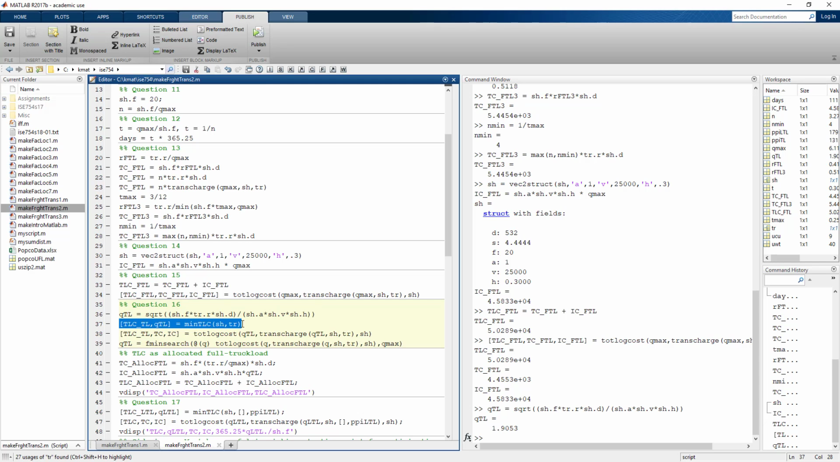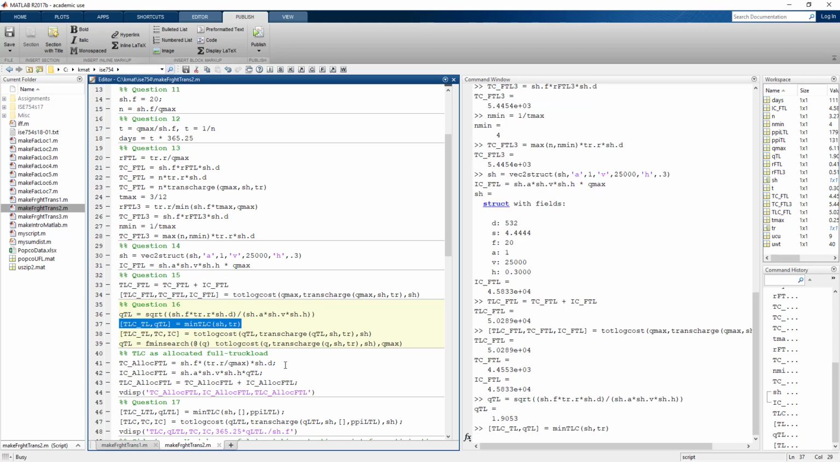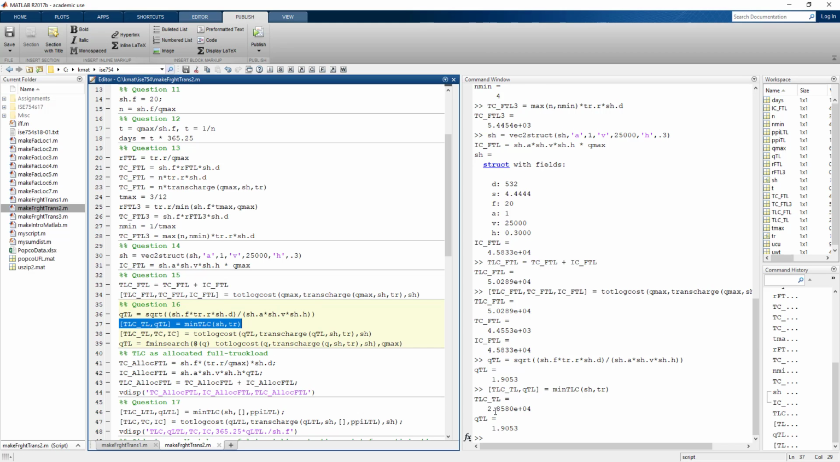So with that, we can calculate this, and the first value returned is the total logistics cost, and the second value returned is the optimal quantity. The reason that it returns the total logistics cost as the first output argument is that if we want to use that as an objective to actually minimize based on other factors, then it's convenient to have total logistics cost be the first output argument from min TLC.